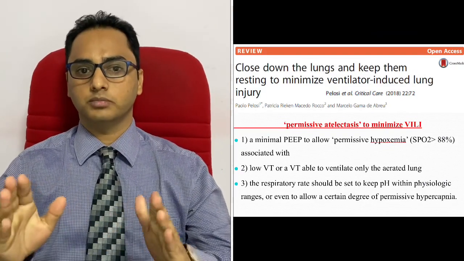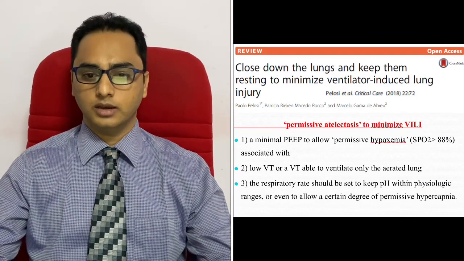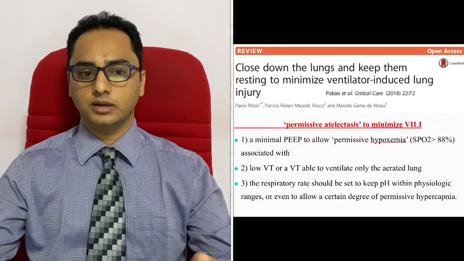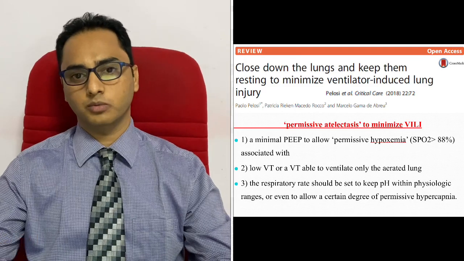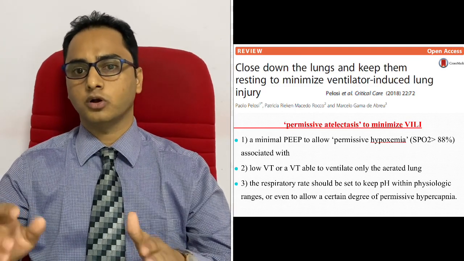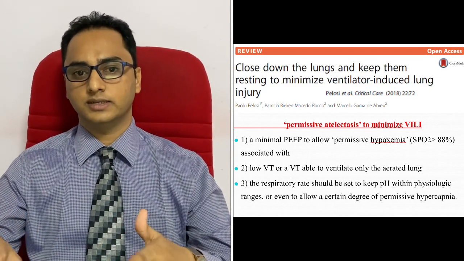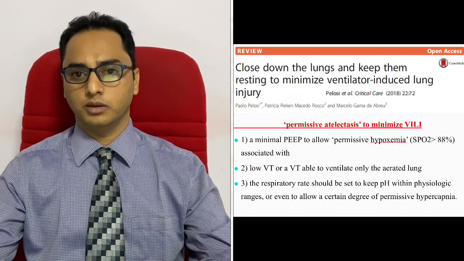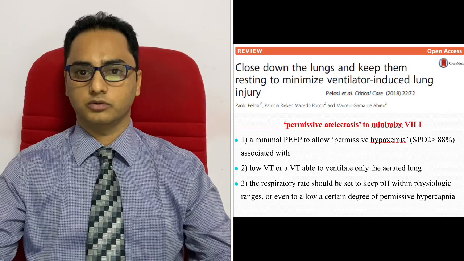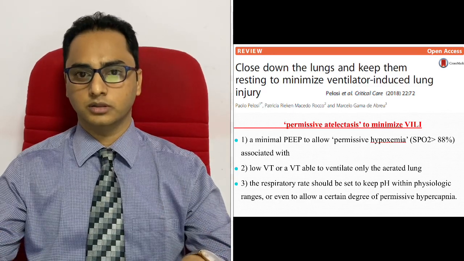Suppose I said there is something called atelectotrauma, so I said give them adequate PEEP. But on the other hand, there is a theoretical rationale that high PEEP is going to be bad, because if you give more and more PEEP, it may cause collapse of adjacent healthy alveoli. PEEP is also going to have a negative effect on hemodynamics, which is going to decrease the venous return and decrease the cardiac output.